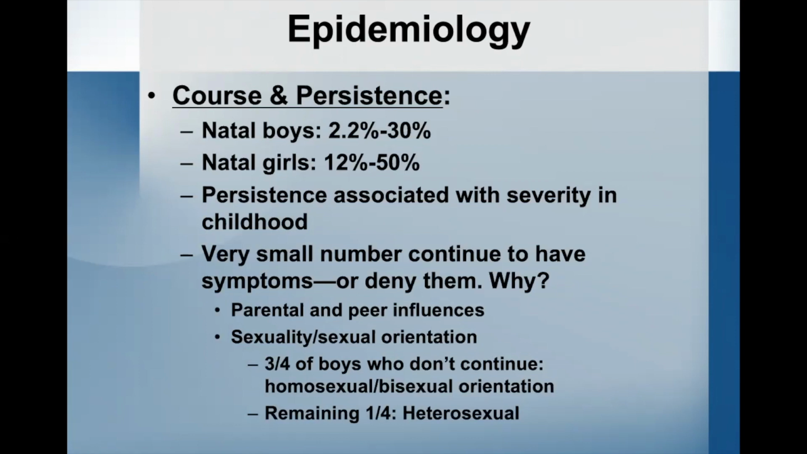Sexual orientation and sexuality also appears to influence that persistence. 75% of the boys who did not continue their gender dysphoria into adulthood determined that they were actually gay or bisexual, and the remaining quarter later identified as heterosexual.